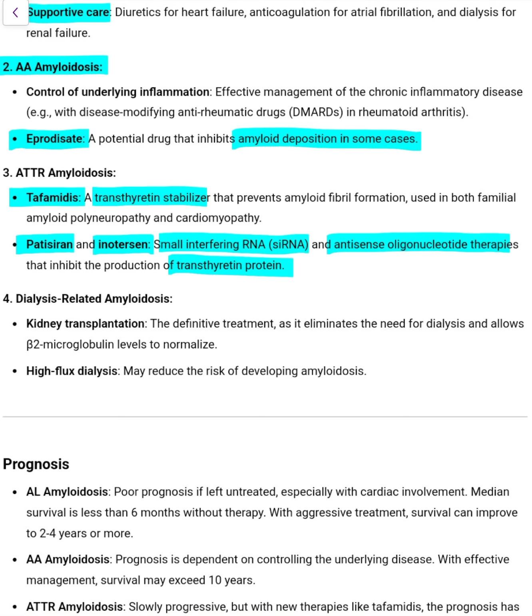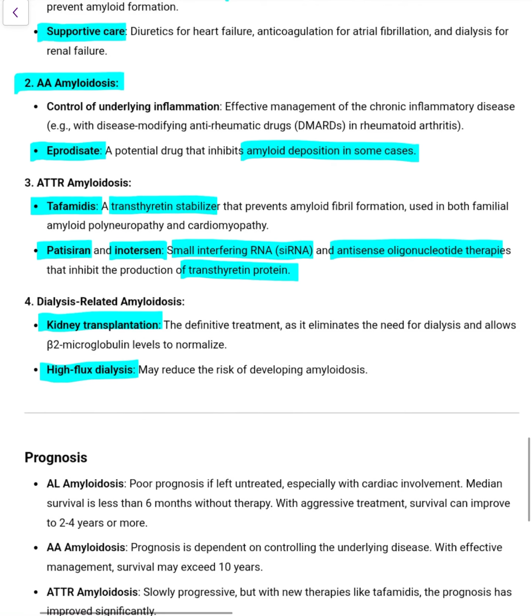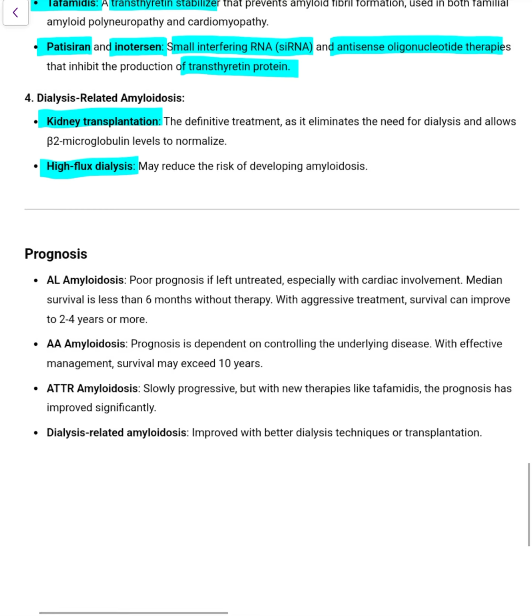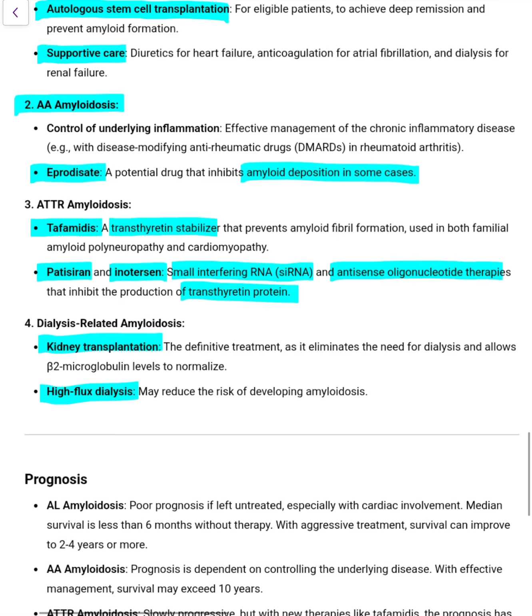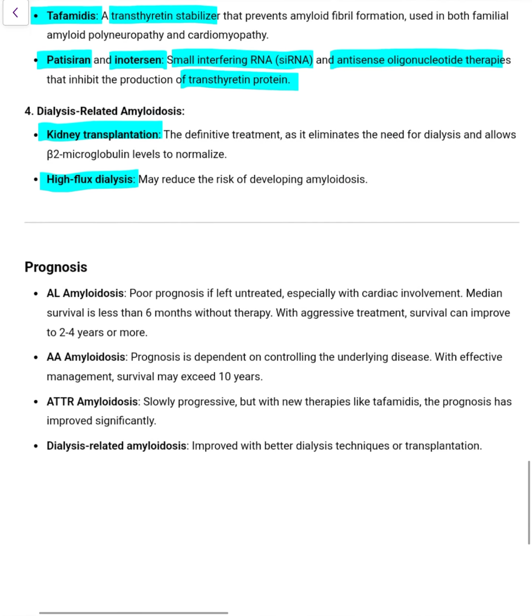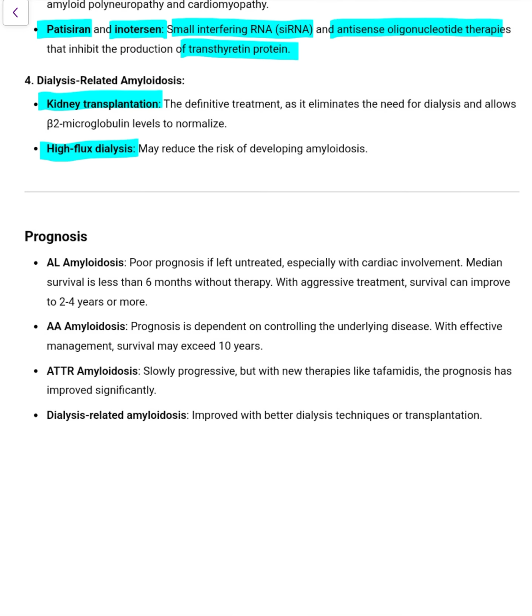And in dialysis related amyloidosis, kidney transplantation, where there is no need for dialysis, and high flux dialysis may reduce the risk of developing amyloidosis. Prognosis, as I said, primary does not have a good prognosis, secondary depends on the underlying cause. ATTR amyloidosis is slowly progressive, but with treatment like tafamidis the prognosis can be improved, and dialysis related amyloidosis improves with transplantation.